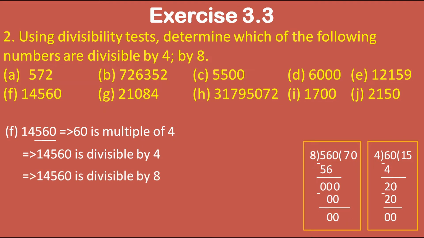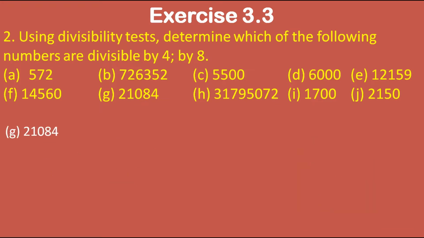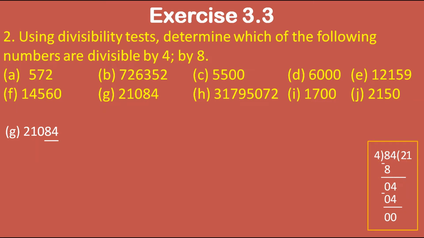Okay. Now let's move to the next one, that is 21,084. Now here we are getting 84, which is formed by last two digits. So let's divide this number by 4. 4 twos are 8. 8 minus 8, 0. 4 came down. 4 ones are 4. 4 minus 4, 0. As we are getting here 0 as a remainder, 84 is a multiple of 4. Okay. Therefore, the number is divisible by 4.